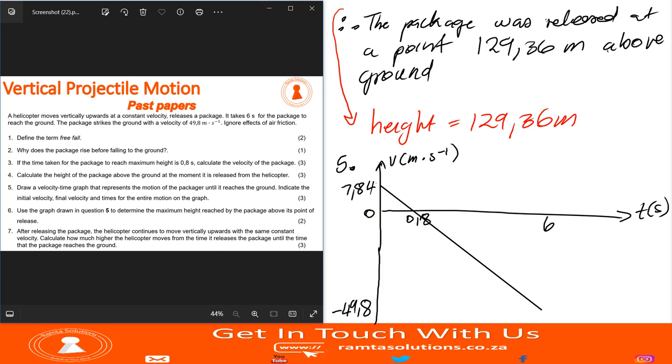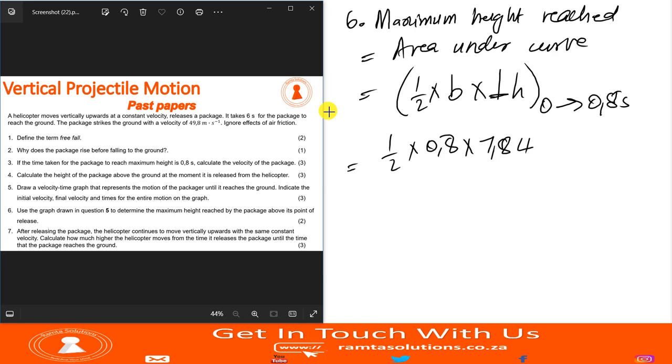Okay, perfect. So let's see, what is our answer? 0.4 times 7.84. What do we get? We get 3.136, which is like 3.14 meters. So maximum height reached above point of release is 3.14 meters. Right? It is 3.14 meters. Right.